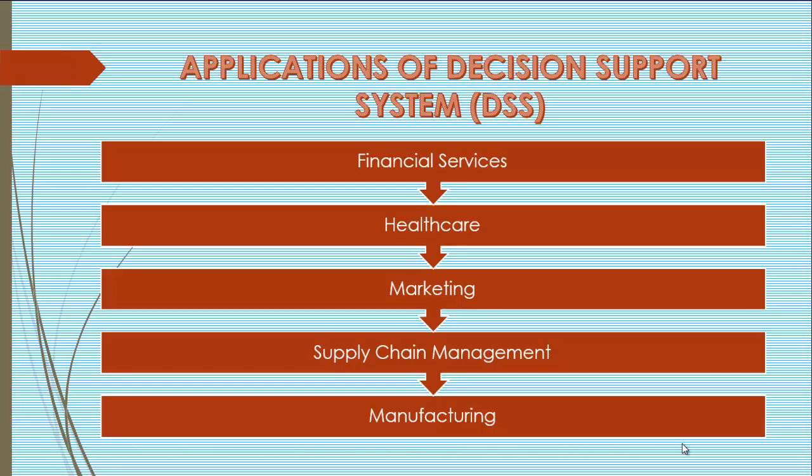Then under manufacturing, the DSS, or the decision support system, can be used to optimize production schedules, monitor quality metrics, and manage resource allocation. In agriculture, it can be used to analyze soil data, optimize irrigation, fertilizer use, and even predict crop yields. Then under emergency management, the decision support system can be used to support emergency response, such as natural disaster or terrorist attack.